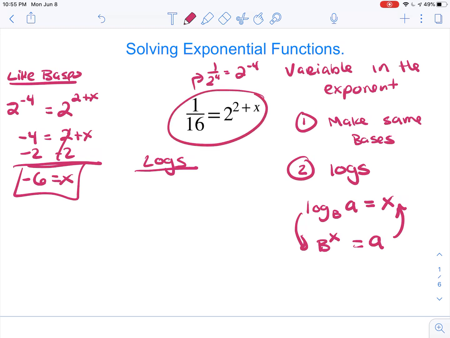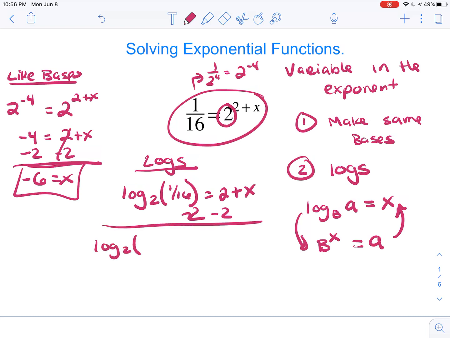Now, how do we solve this using logs? Well, if I take a look at the original, I can rewrite this as a log in the following way. Log base, well, what is my base? 2, okay. Of, and it's always going to be of the answer, which in this case is 1/16, is going to be equal to my exponent, which is 2 plus x. All right, so now we have taken the x and removed it from the exponent. All that's left is isolating. Okay, so log base 2 of 1 over 16 minus 2 is equal to x.